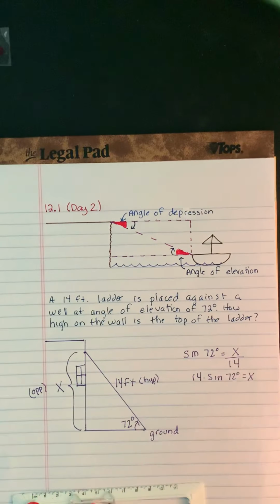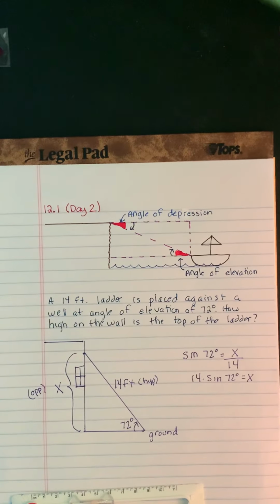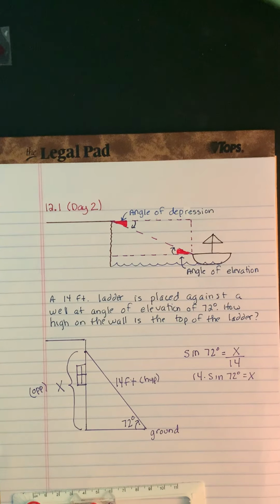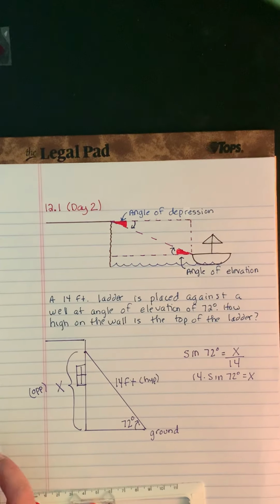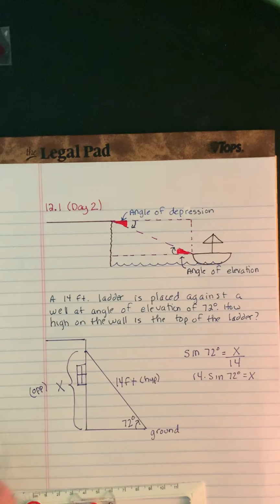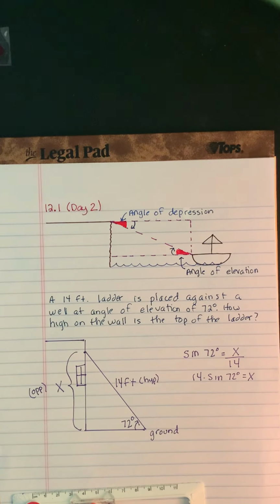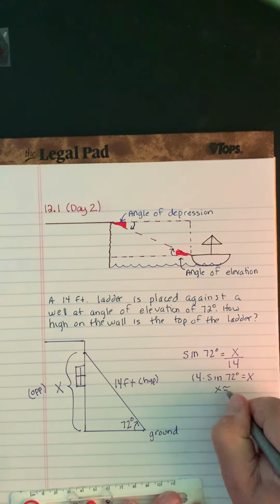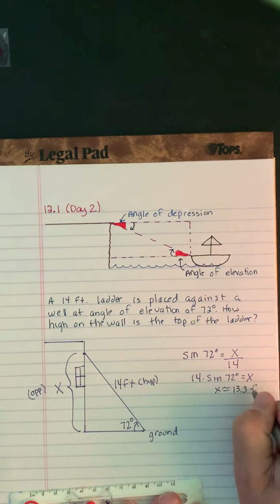If you don't have a calculator that's doing this, and you have problems with your phone, shoot me a message, you can give me a call. Call during the office hours or text message at any time. So we're gonna do 14 times sine of 72. And we get 13.3. So x is approximately 13.3 feet.